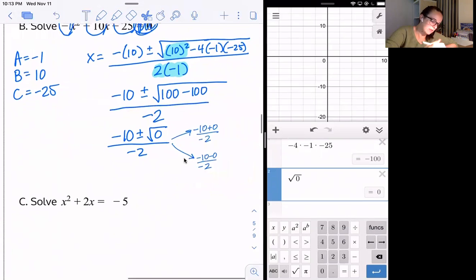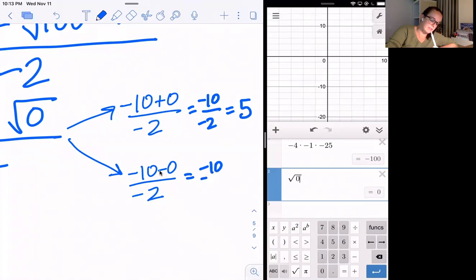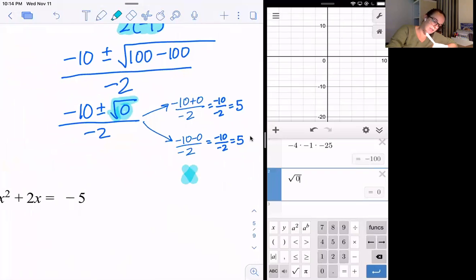All right, so I have negative 10 plus 0. That'd be negative 10 over negative 2, which equals 5. And then negative 10 minus 0 would be negative 10 still over negative 2, which equals 5. So you can see when we have the square root of 0, we're going to have two of the same answers. So we see x equals 5 in this situation.